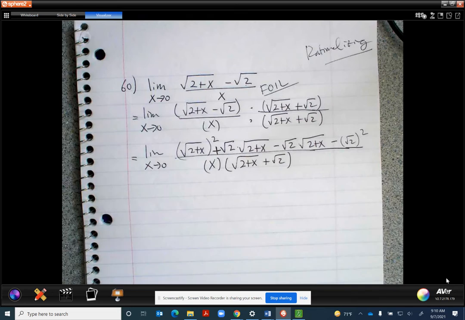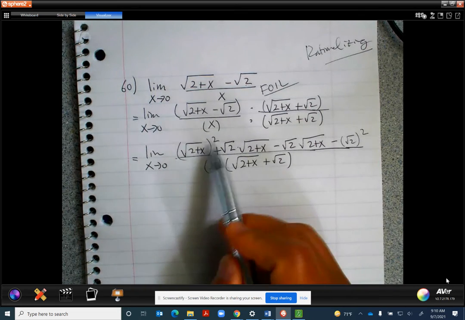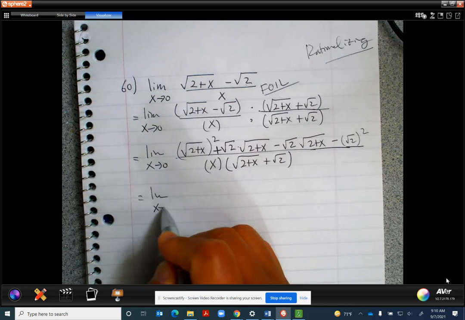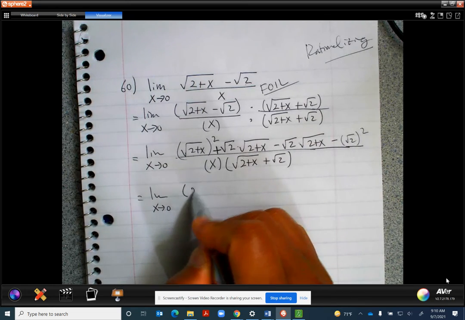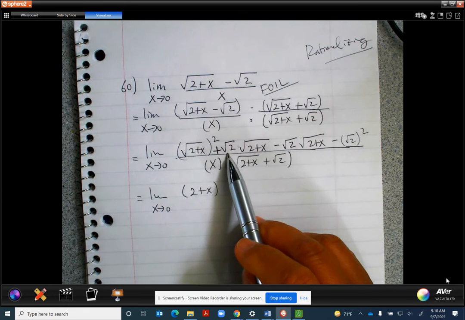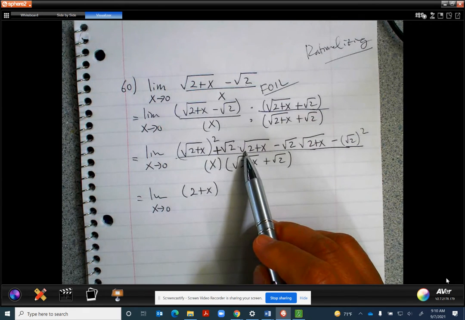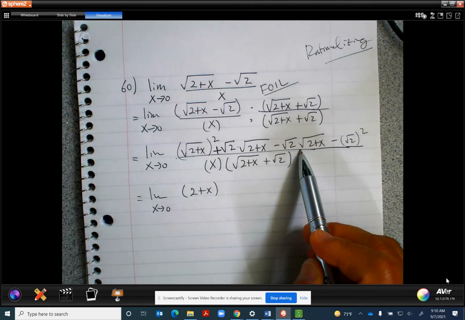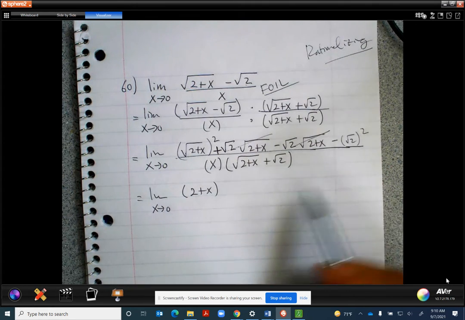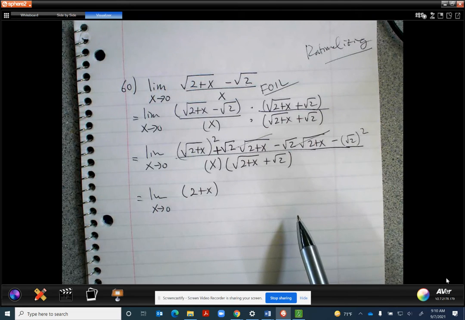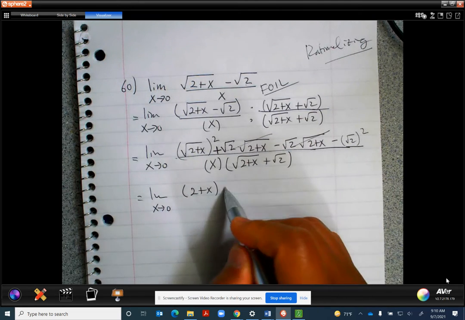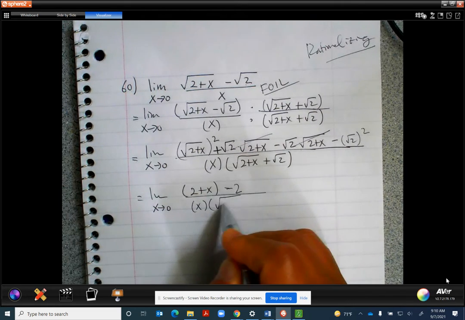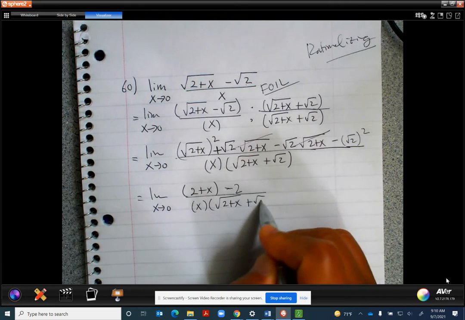Okay, so what happens with this square root and square? It cancels out, so this is limit x goes to 0. This is just parentheses 2 plus x. What happens to the square root of 2 times square root of 2 plus x and minus square root of 2 and square root of 2 plus x? They cancel each other out. And what's left over? Minus 2, negative 2. Very good. All over x times square root of 2 plus x plus square root of 2.